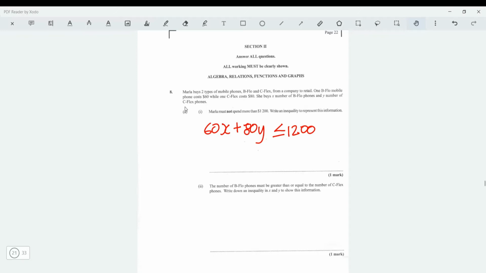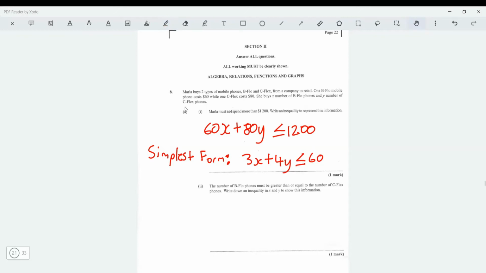If you want it in its simplest form, if you want to simplify the equation, we can actually divide through by the highest common factor. I think the highest common factor seems to be 20. If we divide through by 20, 60 divided by 20 would be 3X plus 80 divided by 20 would be 4Y, less than or equal to 1,200 divided by 20. I think that's 60. All I did was just put it in its simplest form.